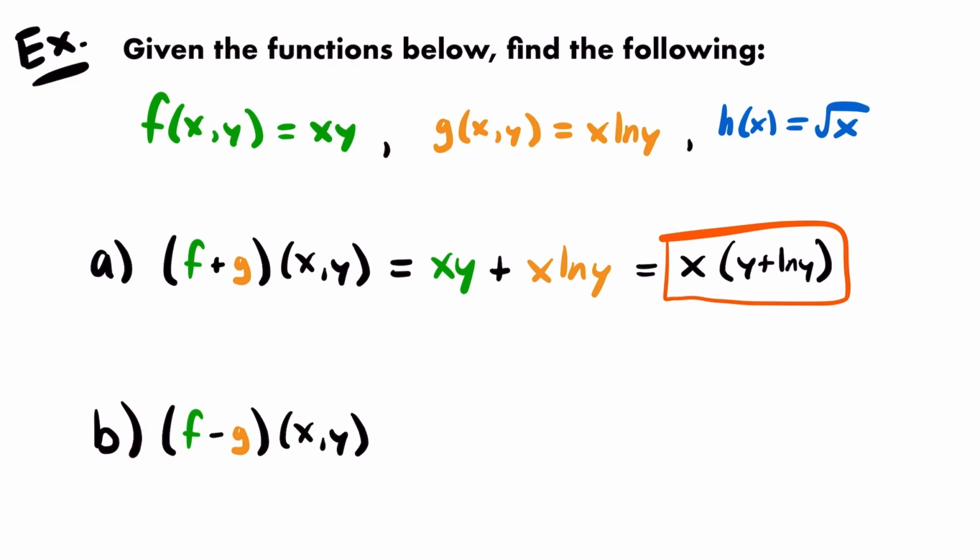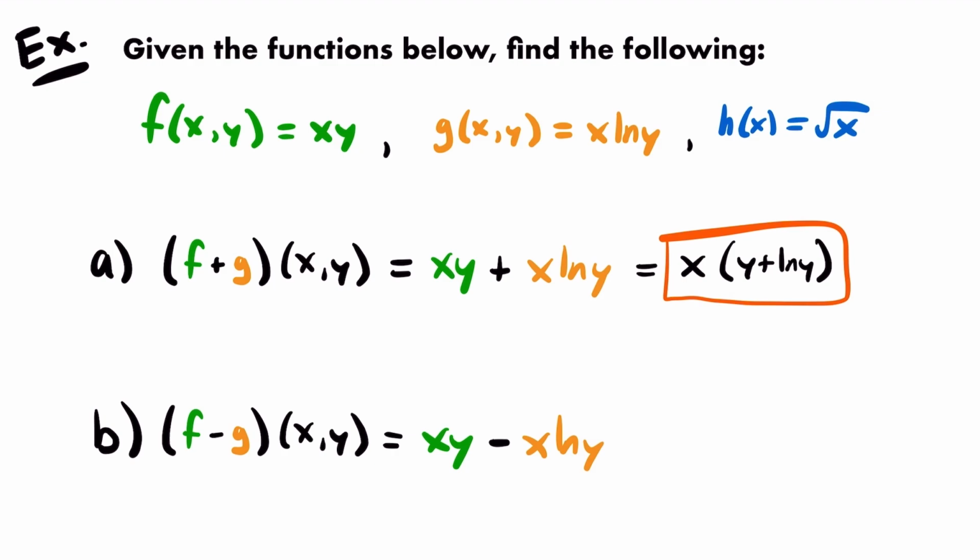But now for part B, we want to use subtraction. We have the function f minus g of x y. So to get that function, we need to subtract g from f. So we'll have x y minus x times the natural log of y.